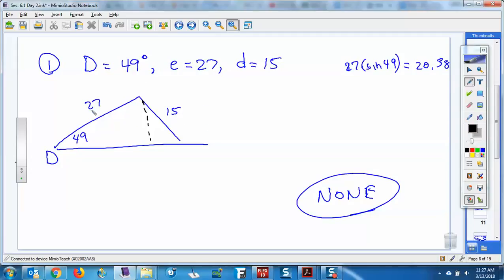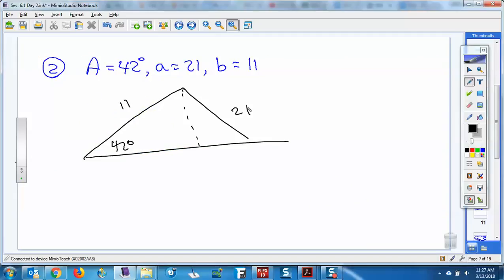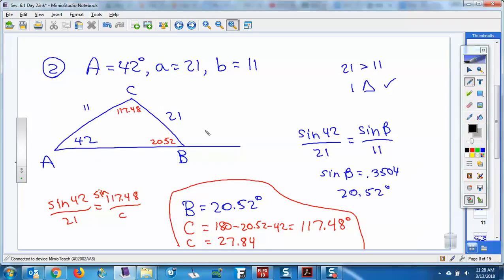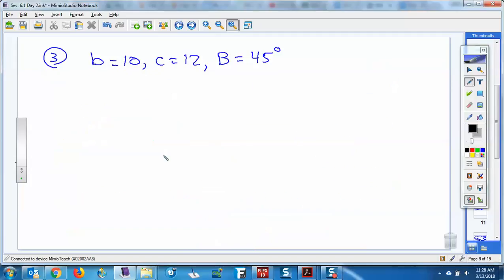15 was littler than 27, so then it was a matter of, okay, it's littler than 27, but is it littler than the height? And it turns out it was littler, so we didn't have anything. Here, it's bigger. We know we're going to have one. Anytime that the swinger side is bigger than that side, you know you're going to have one. All right, and then I went ahead and calculated. We don't even need to worry about that height. All right, what about this one?